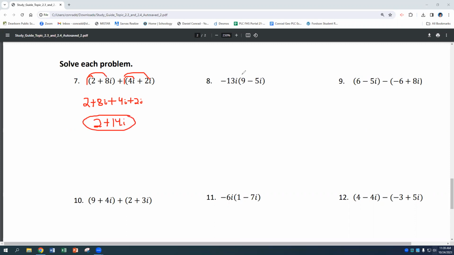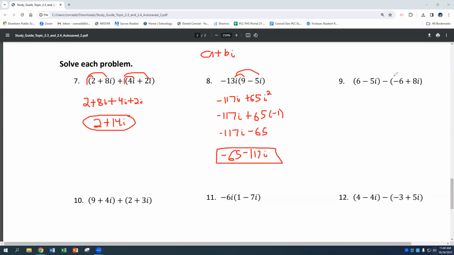Okay. Next one, we're multiplying. So negative 13 times 9, that is negative 117i, plus 13 times 5, that's going to be 65i squared. Okay, for i squared, we can plug in a negative 1, so it's going to be negative 117i plus 65 times negative 1, which gives us minus 65. So if we write this in the form of a plus bi, we're going to have negative 65 minus 117i.